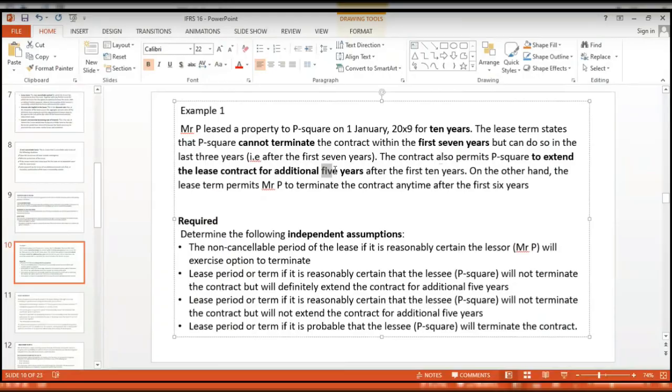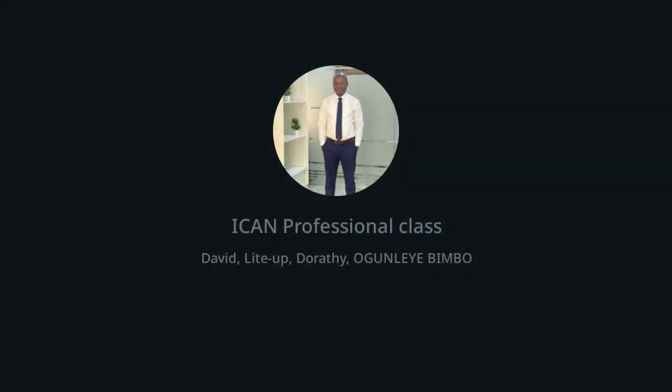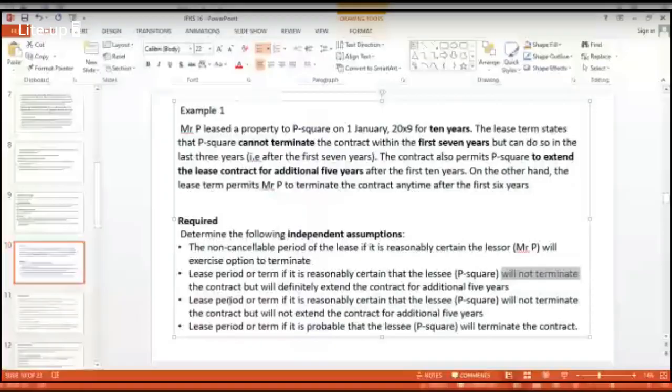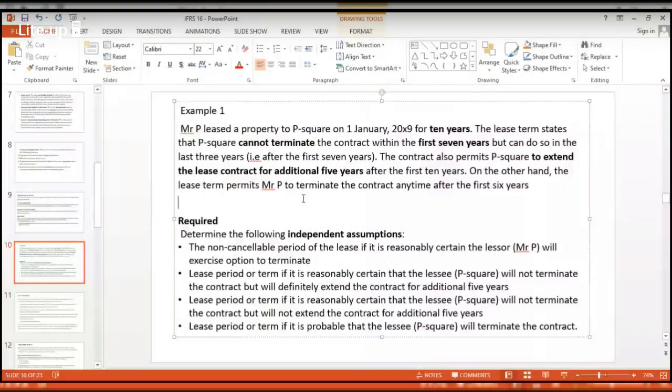So these 5 years plus the 10 years, if he is not going to terminate, if we will not terminate, but will extend for 5 years, so the lease term will be what? 15 years. Next to that, talk about lease period or term.